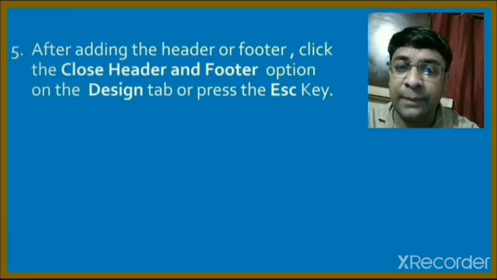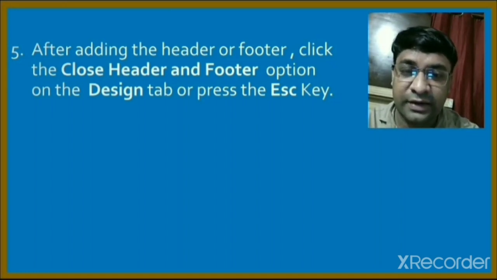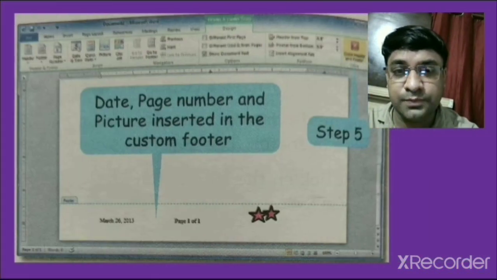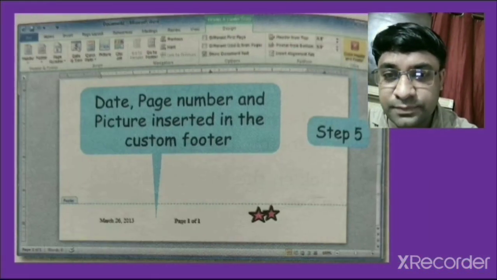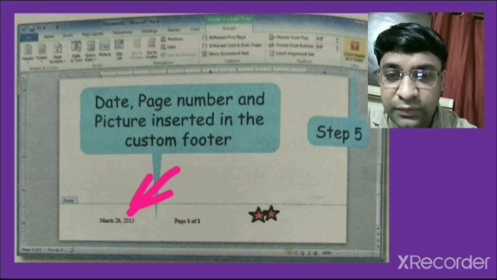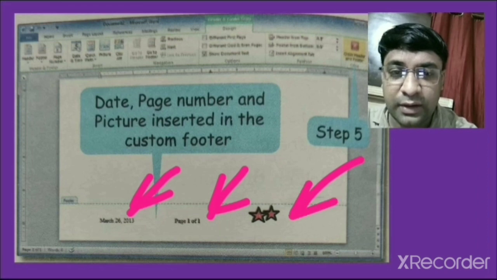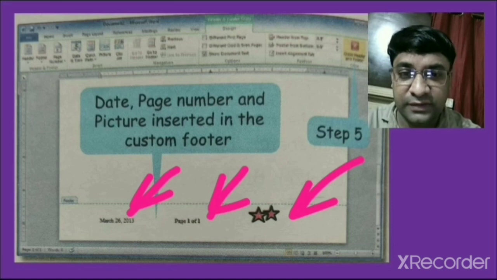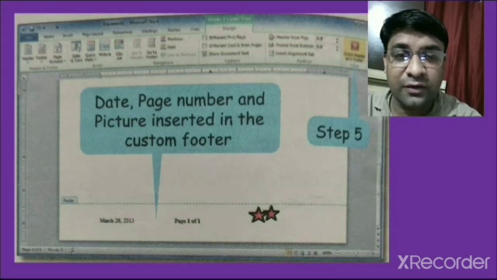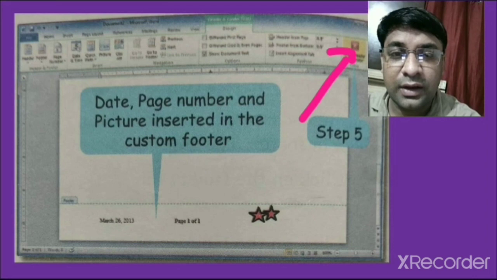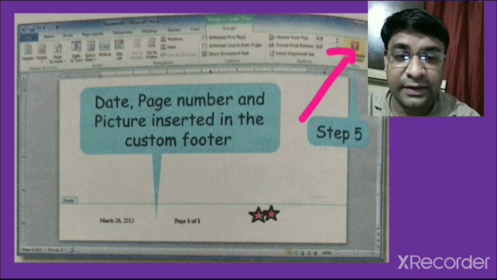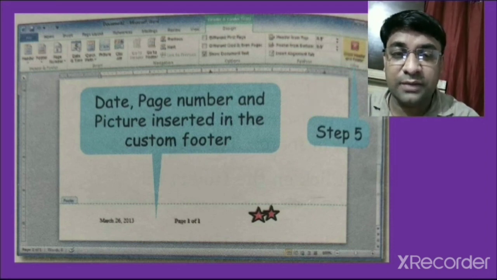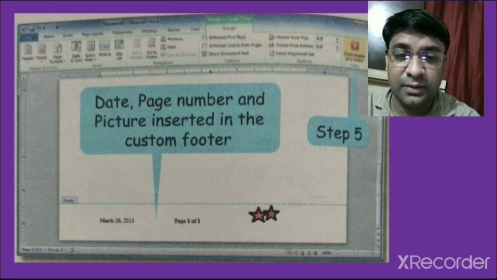Last step is after adding the header or footer, click the Close Header and Footer option on the Design tab or press the Escape key. So you can see that in the diagram. In the footer section, date, page number, and picture will display. After adding the header or footer, click on the Close Header and Footer option on the Design tab. So this is a very simple step to insert a custom header or footer.